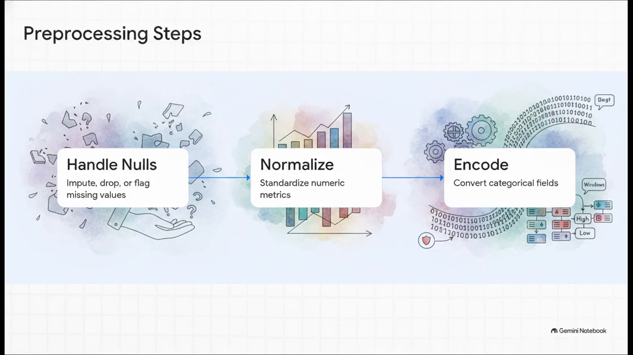First up, handling your missing values. You've got to make a choice. Do you impute them, drop them entirely, or just flag the nulls depending on the context? Second, normalize your numeric ranges. You have to standardize your metrics so one massive number doesn't completely skew the model. And third, encode your categorical fields. Look, a machine learning model doesn't inherently understand the word Windows versus Linux or a high versus low severity tag. You have to translate those text fields into a numeric format the model can actually read and process.